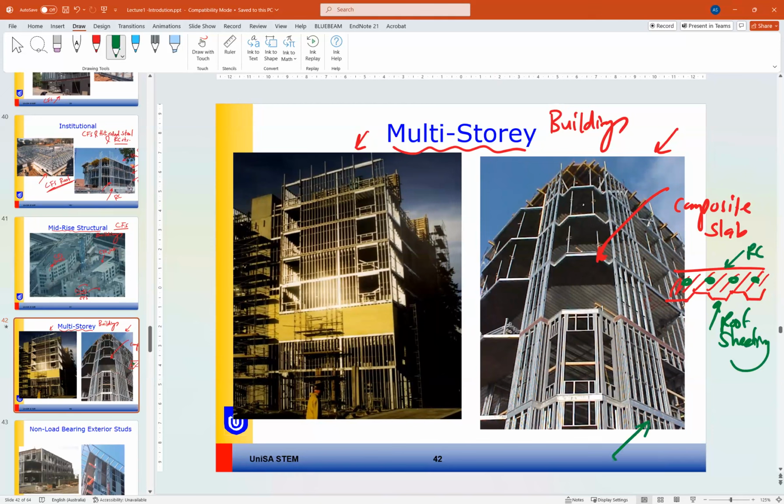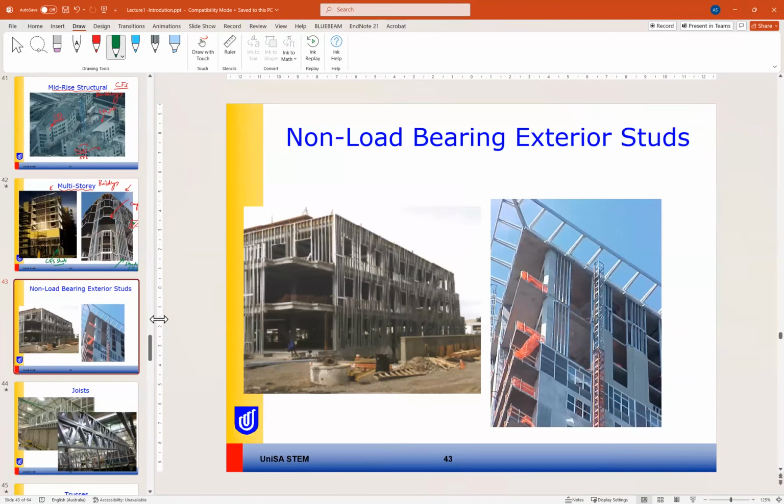And also we have the studs, and the studs are from cold formed steel. Similarly, here we have cold formed steel studs and composite slabs. Non-load bearing exterior studs, like for example, these studs here on the exterior, are just to carry the curtain walls, for example, or just for decoration.